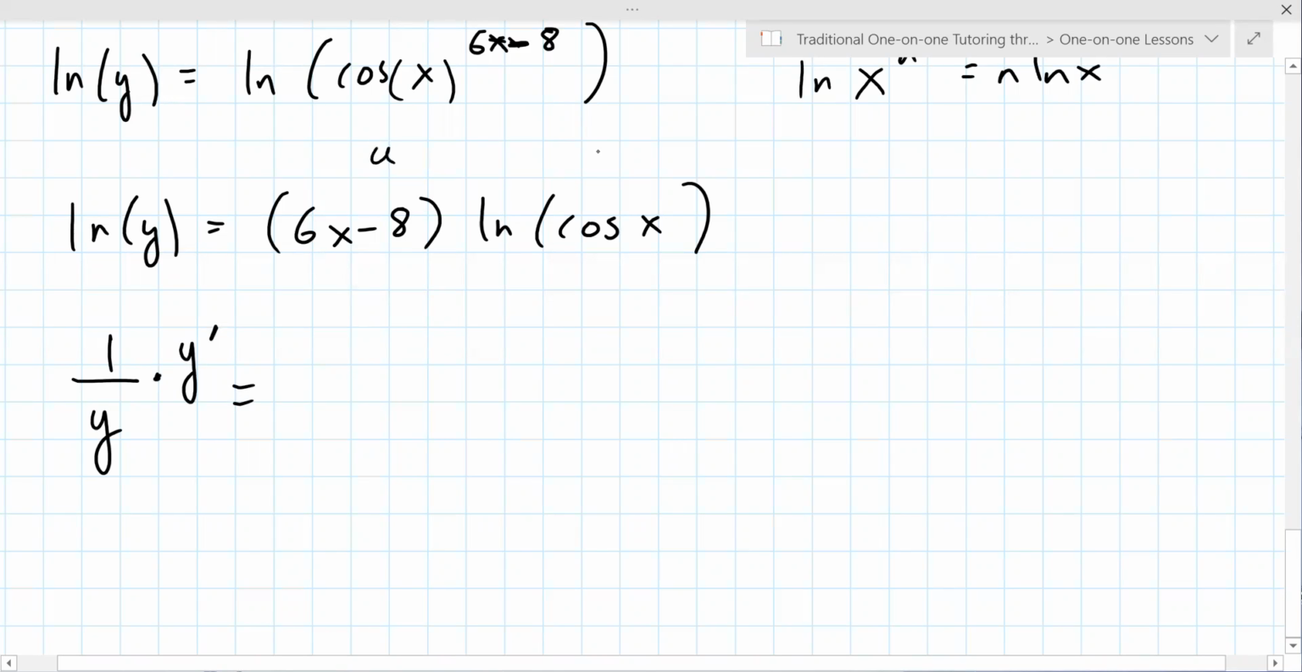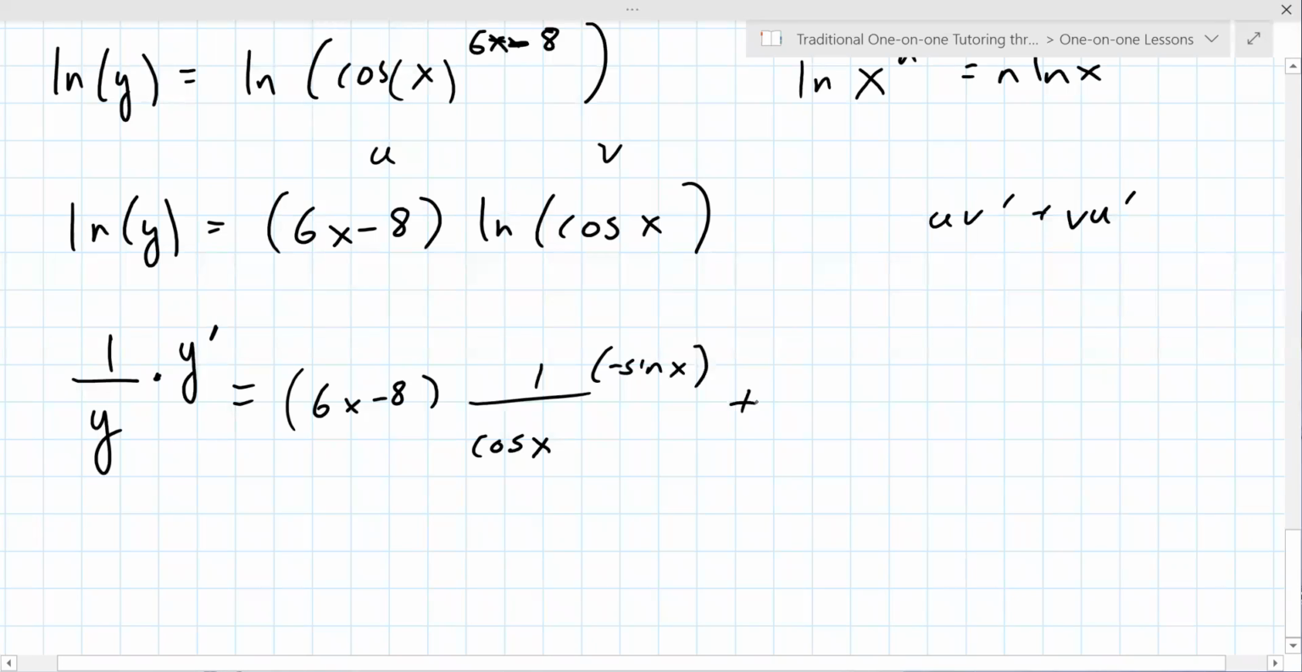So that's the u v prime plus v u prime. Good to write that out as you're learning it. So 6x minus 8 times the derivative of the right here, so it's 1 over cosine x. The derivative of the inside function is minus sine x, plus keep the second function, natural log cosine x, times the derivative of the one on the left there, which is 6.